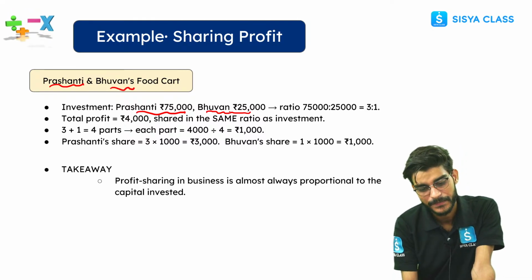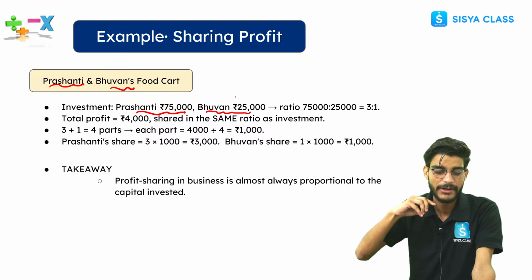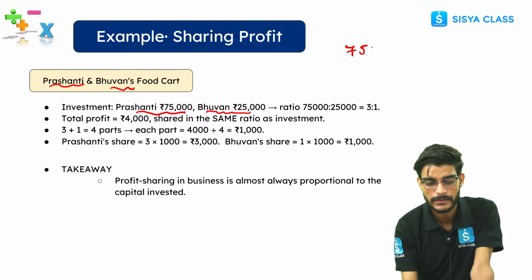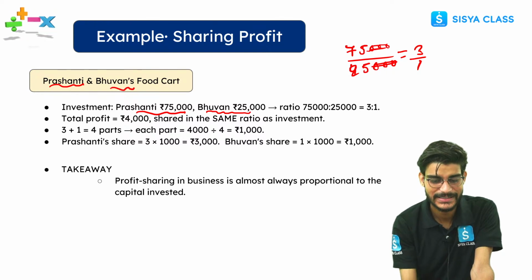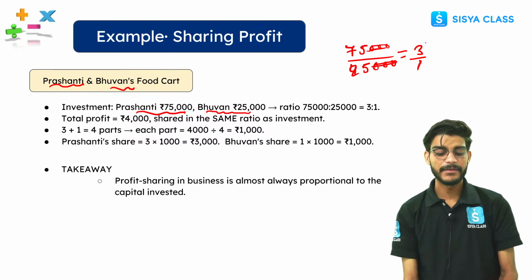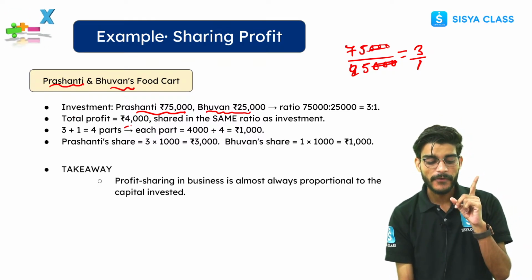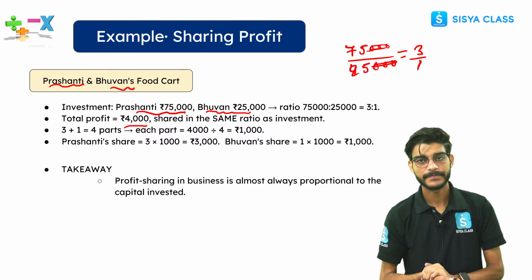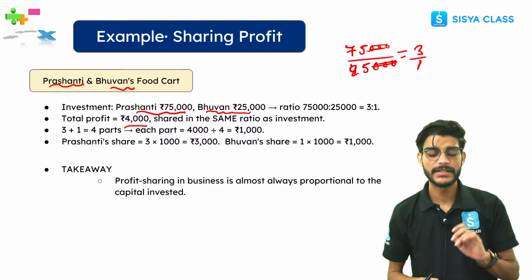If you try to find the ratio between the investments of Prashanti and Bhuvan, what will it be? 75,000 divided by 25,000. So it is 3/1, right? 3 zeros will get cancelled. It is 3 upon 1. Means Prashanti's and Bhuvan's ratio is 3:1. That's it. Now the total profit they had is 4,000, shared among them. Now 4,000 is the profit to share, right?